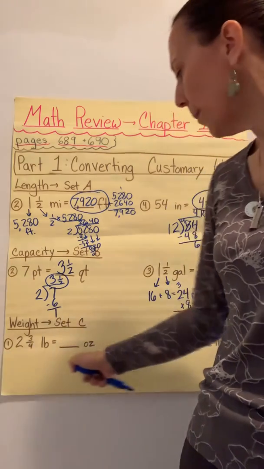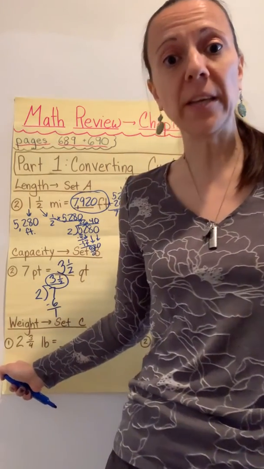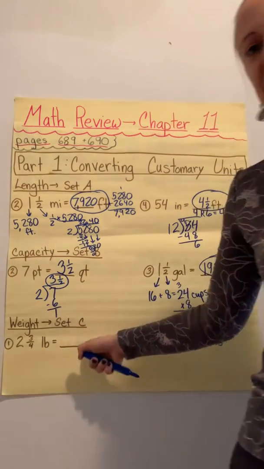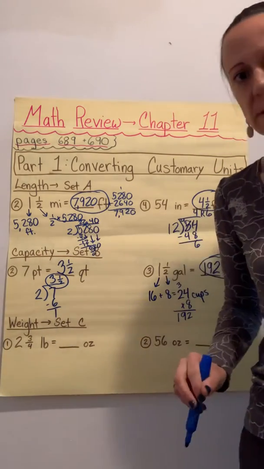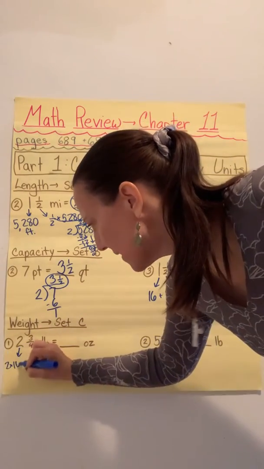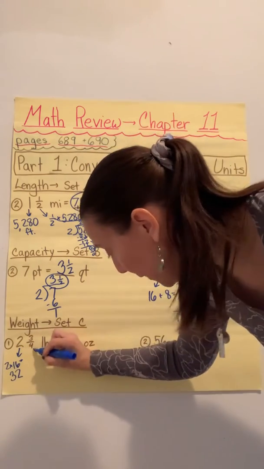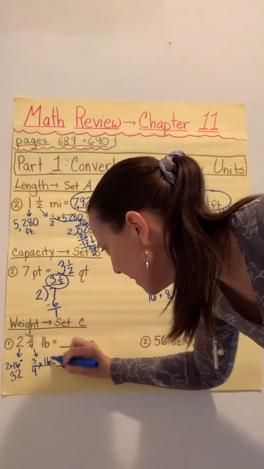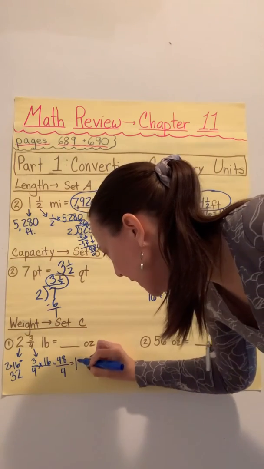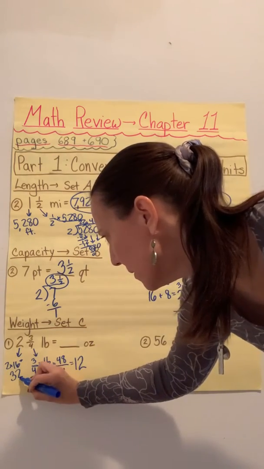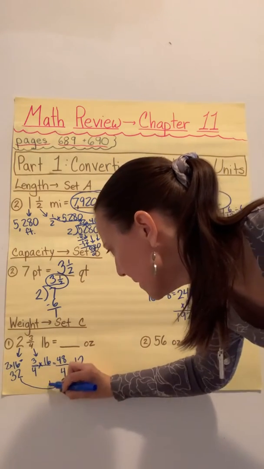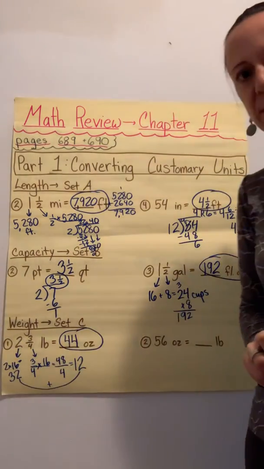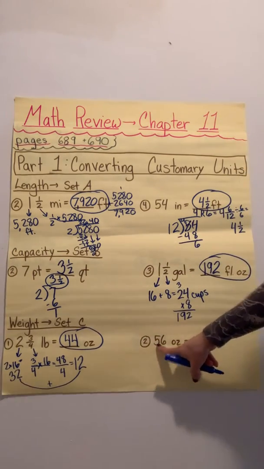Here we're going in number 1 from pounds to ounces. So I'm going from a bigger unit to a smaller unit. I know I have to multiply. 2 3/4 pounds to get to ounces. I know there are 16 ounces in a pound. So 2 pounds, 2 times 16 equals 32. 3/4 of a pound, 3/4 times 16. That's 48 fourths. And 48 divided by 4 is 12. So I have 32 ounces plus 12 more ounces gives me a total of 44 ounces in 2 3/4 of a pound. Okay. Now I'm going to go the other way from ounces to pounds.